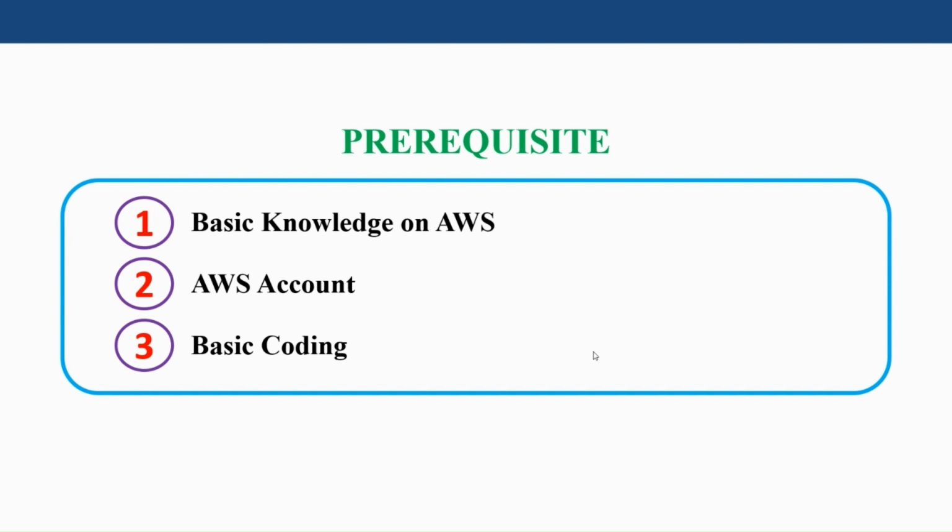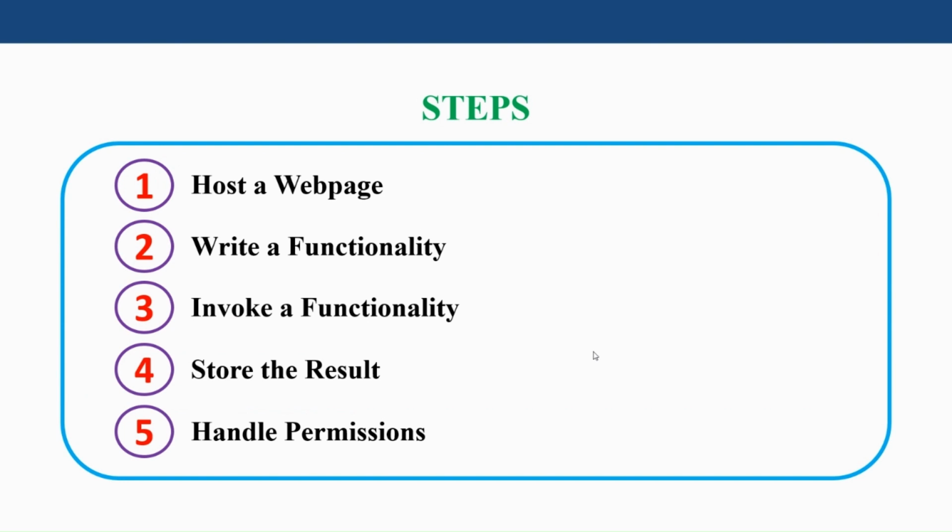Some basic knowledge on AWS. You should have an AWS account and basic coding. The steps to be followed. Step 1 is hosting a web page. Step 2 is writing a functionality. Step 3 is invoking that functionality. And step 4 is storing the result. Finally, we should handle the permissions.